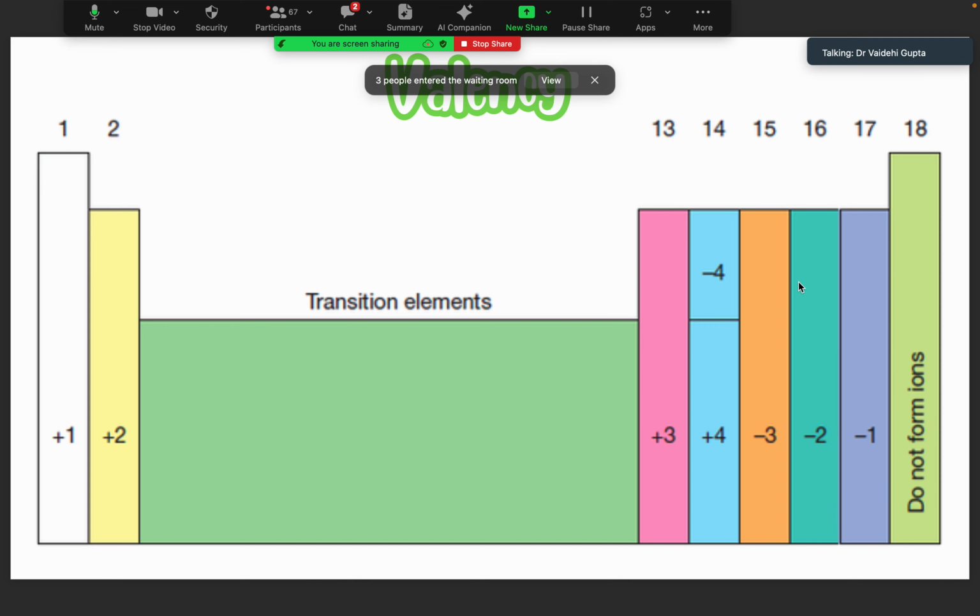They do not form ions, that's why they are inert gases. They don't react that much, they are quite content, satisfied. Helium, neon, argon, krypton, xenon, radon. Xenon can react with fluorine or chlorine, but in very small amounts. So overall we can say that group 18 is inert gas. They don't want to react with anyone. They are in their own shell. They are quite content.